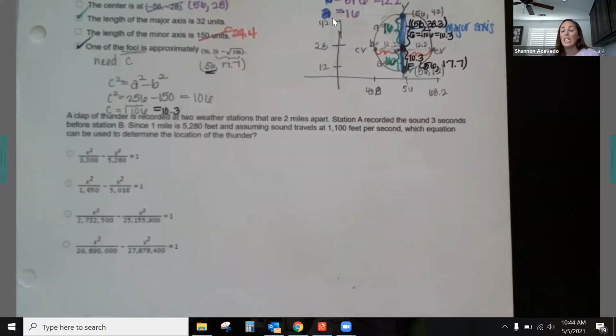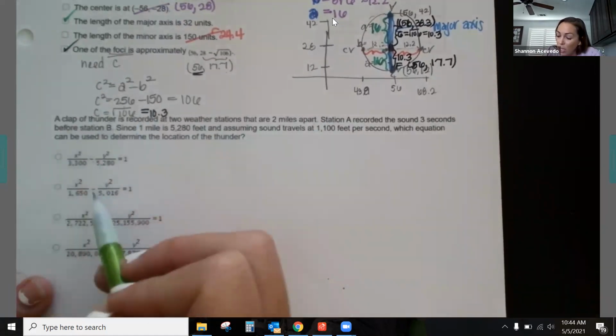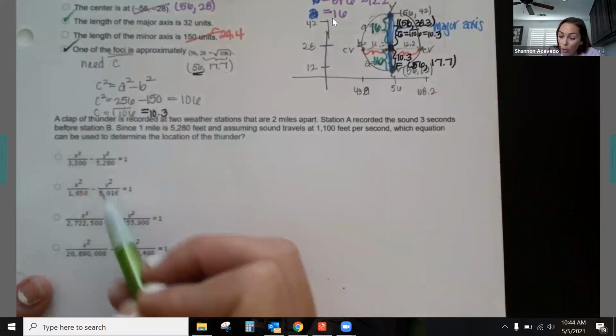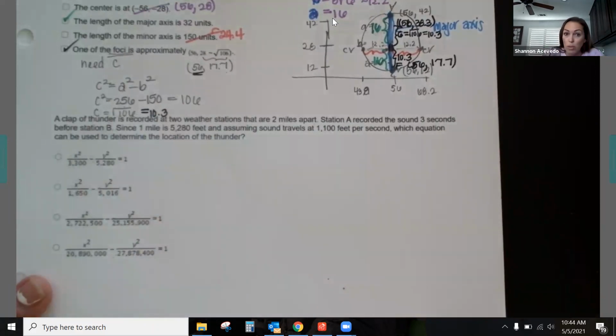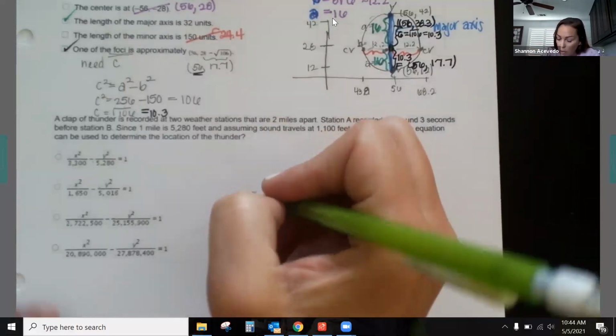Alrighty. I think these ones are the hardest, so I'll try to do a visual with you guys. Hopefully you can understand it enough to see what's going on. Okay, so we have a clap of thunder. I do want you to notice that all these equations are going to be hyperbolas, so you know you're working with a hyperbola. It says that a clap of thunder is recorded at two weather stations that are 2 miles apart. So I have two weather stations.